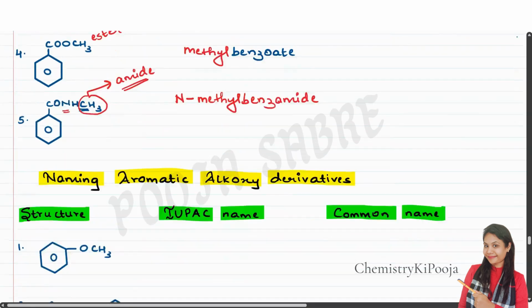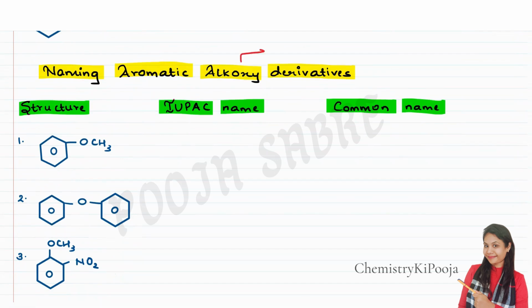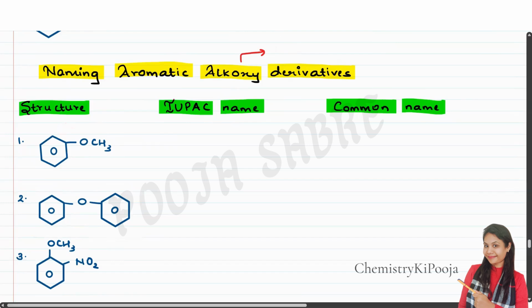Now we are going to proceed with the next topic, naming aromatic alkoxy derivatives. What is basically an alkoxy group? Yes, students, it is OR. So when this OR is attached to benzene, it becomes an alkoxy derivative, which is nothing but an ether, right? Ether is ROR, and instead of R, there is Ar. Ar is nothing but the aryl group, and the aryl group is nothing but the benzene group. So basically, we are talking about aromatic ethers.